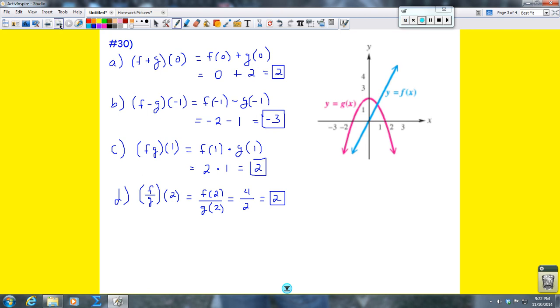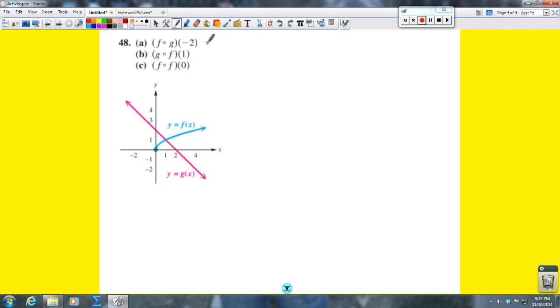Now we have one more problem left, and this is problem number 48. This time it says find f circle g of negative 2. So again, that means you're finding f of g of negative 2. And it means that you're supposed to find g of negative 2 first. We're waiting to see what g of negative 2 turns out to be. Well, it looks like negative 2 is out here, and you're going to have to count up to get to g, which is the pink line. From here, it looks like 4, but I'm going to go to the book, and I'm going to look that up just to make sure, because the grid lines are in the book itself. 1, 2, 3, 4 units up, and that's perfect.